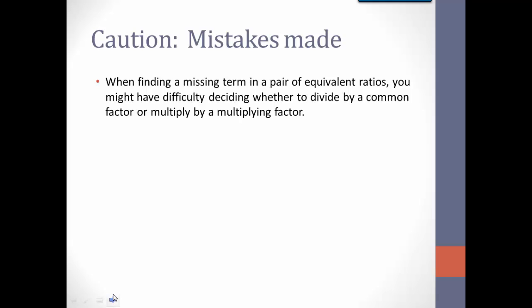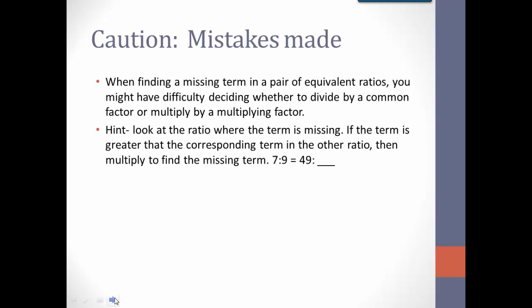Here are some common mistakes. When finding a missing term in a pair of equivalent ratios, you might have difficulty deciding whether to divide by a common factor or multiply by a common factor. Hint: look at the ratio where the term is missing. If a term is greater than the corresponding term in the other ratio, then multiply to find the missing term. 7 to 9 equals 49 to blank. It is greater than the first term, so we're going to multiply.